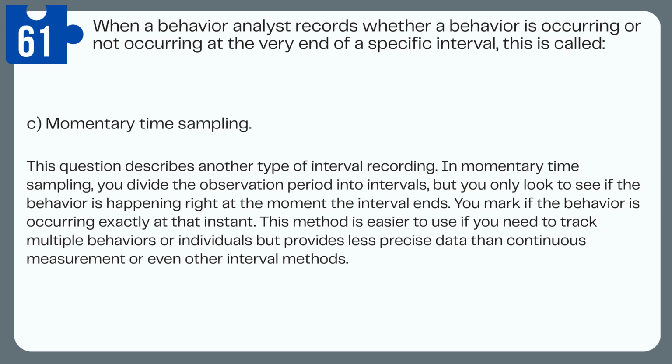This question describes another type of interval recording. In momentary time sampling, you divide the observation period into intervals, but you only look to see if the behavior is happening right at the moment the interval ends. You mark if the behavior is occurring exactly at that instant. This method is easier to use if you need to track multiple behaviors or individuals, but provides less precise data than continuous measurement or even other interval methods.